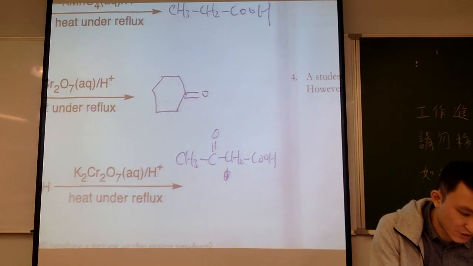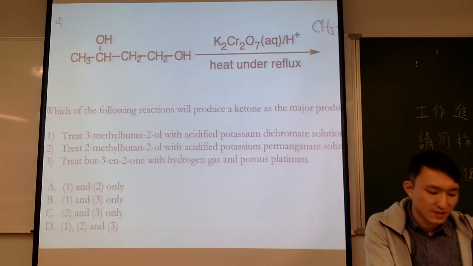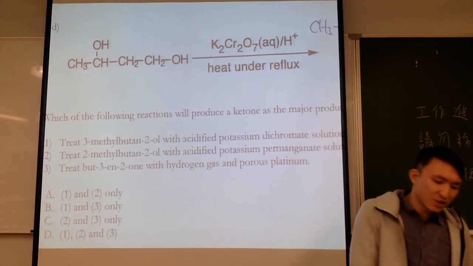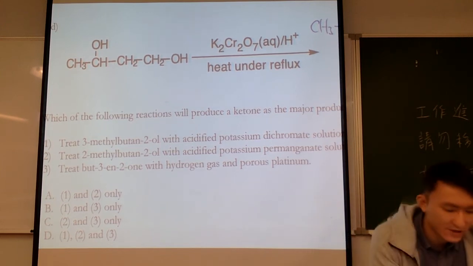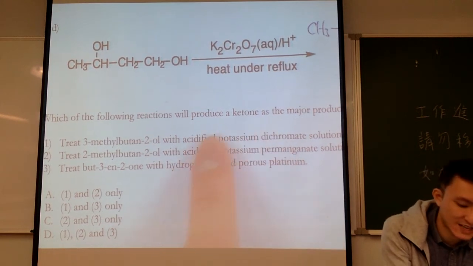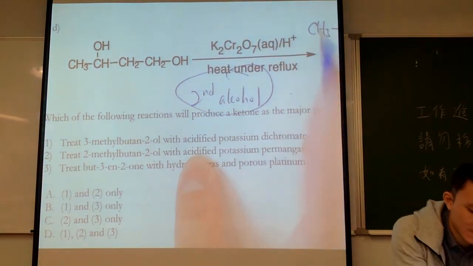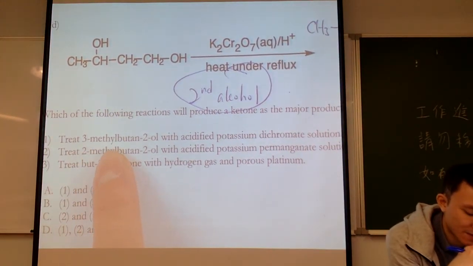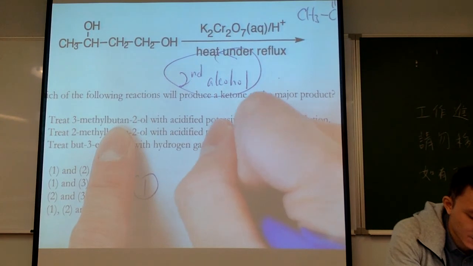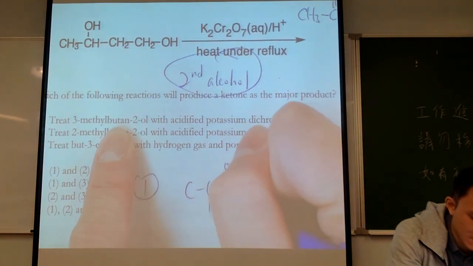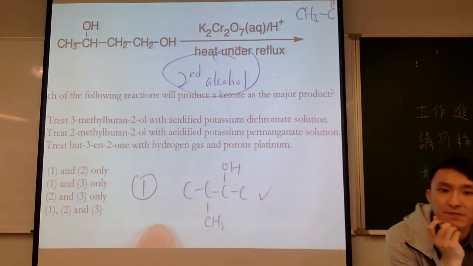All right, let's look at the multiple choice question. Which of the following reactions will produce a ketone as the major product? The first one, 3-methylbutan-2-ol with acidified potassium dichromate solution. If you want to form a ketone, it must be a secondary alcohol. So which one is a secondary alcohol? Just draw them out if you're not sure. The 2-ol is here, 3-methyl is here. So this is a secondary alcohol, so the first one is okay.